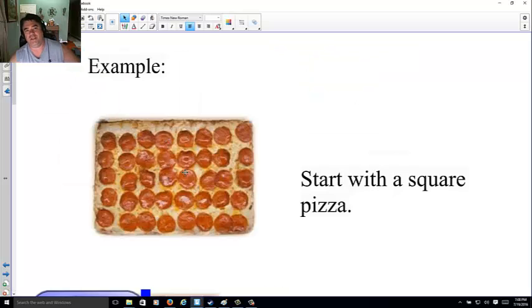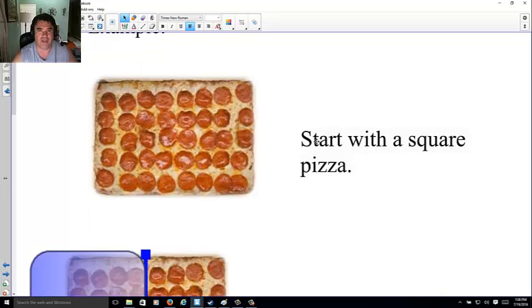An example. Take this nice, pretty square, looks like Little Caesars pizza, pepperoni style. Hey, if you're hungry, go get something to eat. It's flipped class. You don't have to sit there in class and be hungry. Go pause the video and go get a snack.